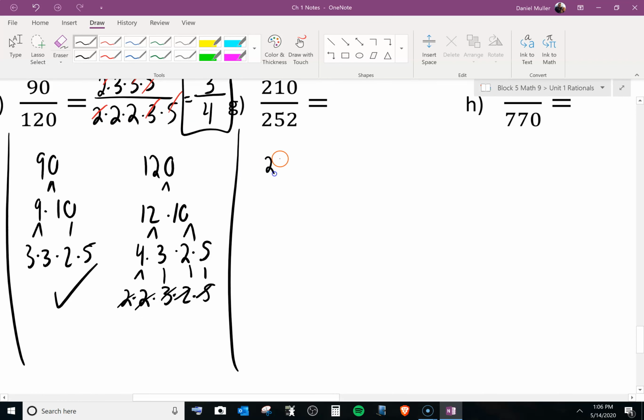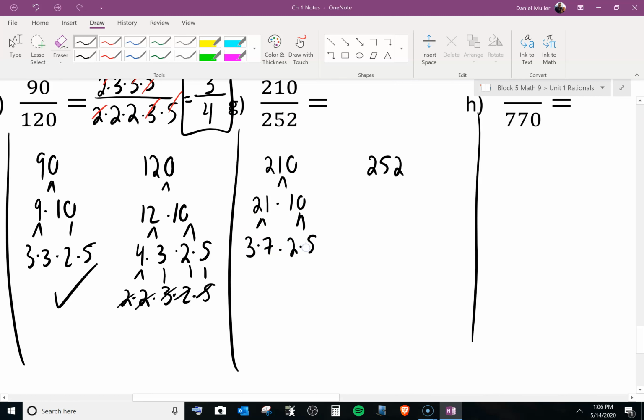All right, 210 and 252. So again, these numbers are getting a little larger. 210 is going to be 21 and 10. It's got that 10 in there. This is a 3 and a 7. This is a 2 and a 5.